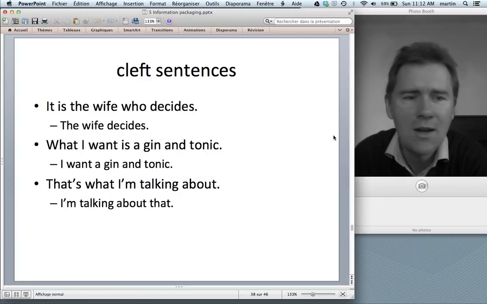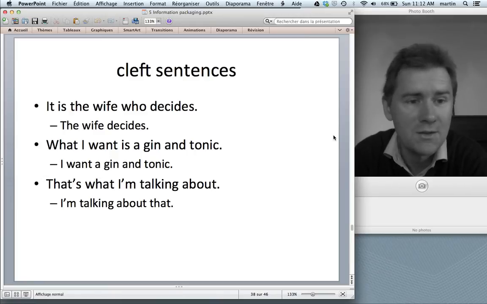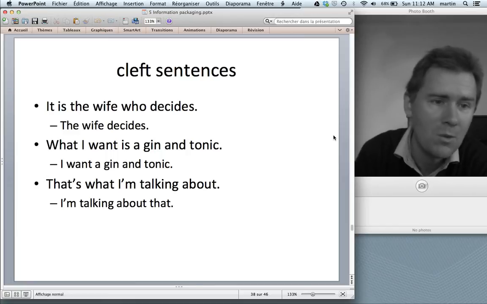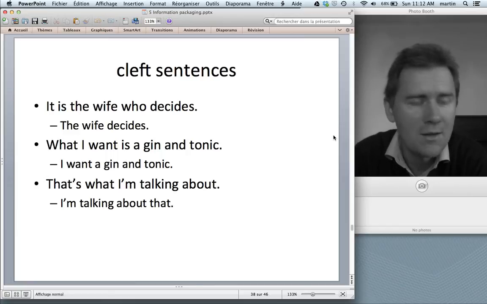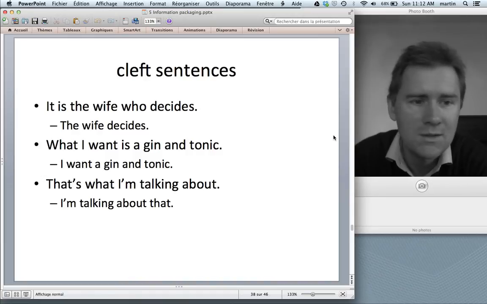Here are three types of cleft sentence that you should be familiar with. The first is the it cleft. It's the wife who decides, corresponds to the wife decides. The second is the WH cleft or pseudo cleft that you've already seen. What I want is a gin and tonic. I want a gin and tonic.